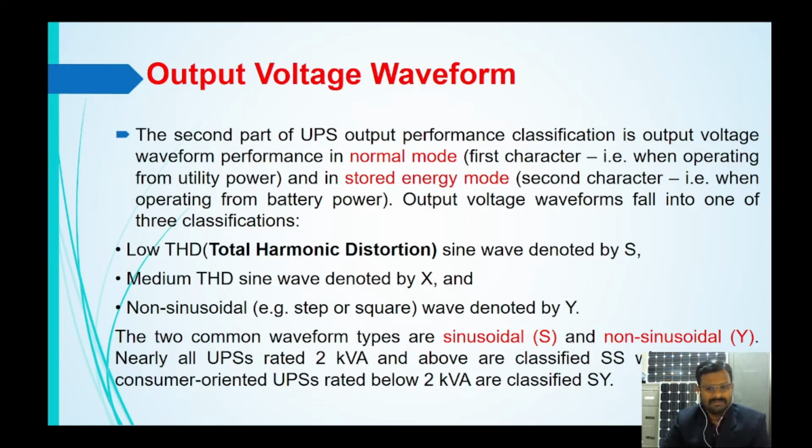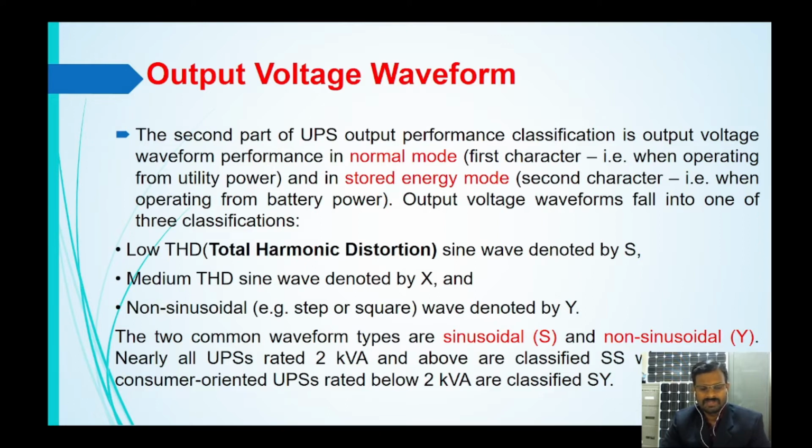So if you have the sine waveform in the output and it has a total harmonic distortion very less, then it is denoted as S, and medium THD sine waveform is denoted as X, and if you have quasi or square wave output waveform, then it is called as Y. So the two common waveform types are sinusoidal or non-sinusoidal. X are very less used.